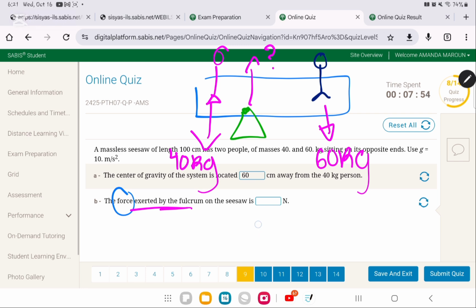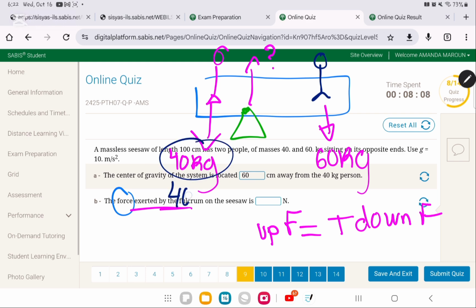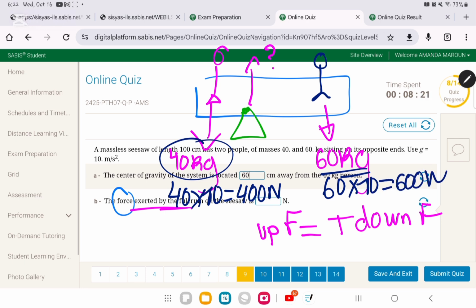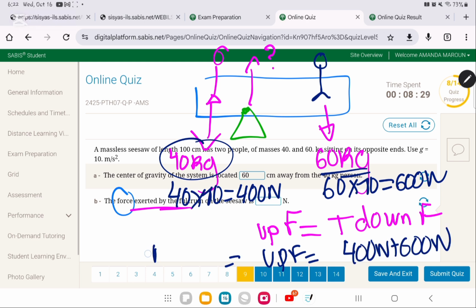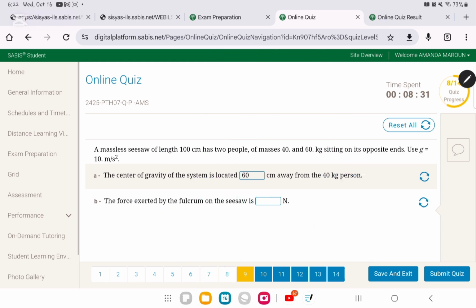We're going to say that the up force is equal to the total down forces. So what's the down force? The down forces are weight in this case. To find the force of weight of this person, it's going to be 40 times 10, which is 400 newtons. To find this force, it is going to be m times g, which is 60 times 10. You'll get 600 newtons. So the up force is equal to 400 newtons plus 600 newtons. So then the up force is what? 1000 newtons.